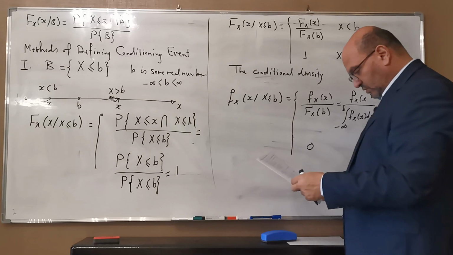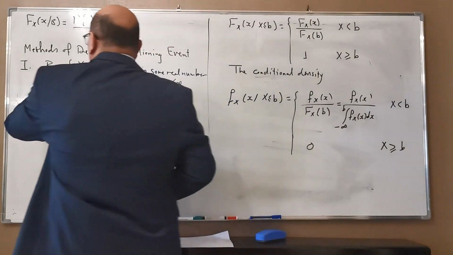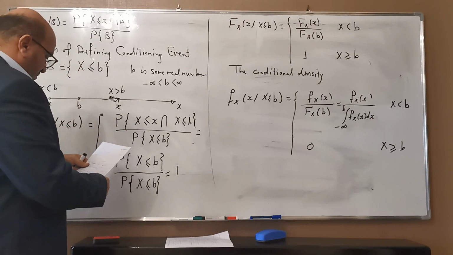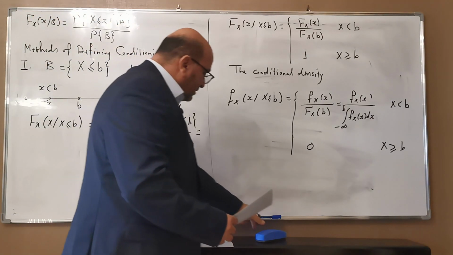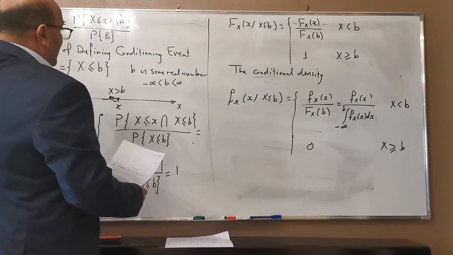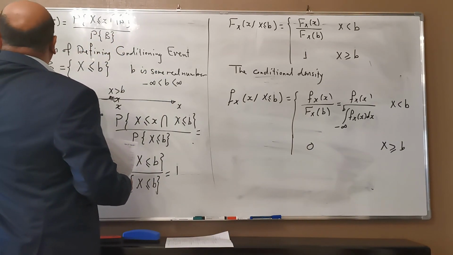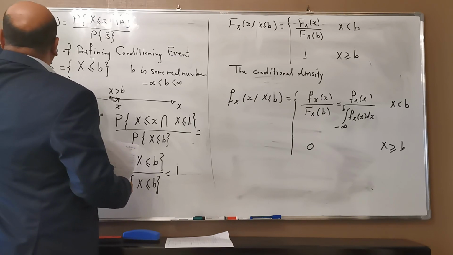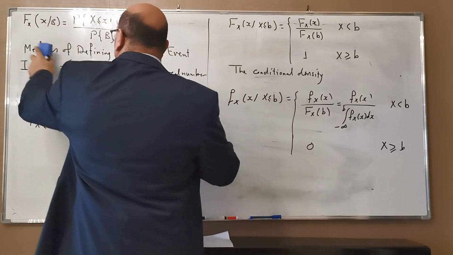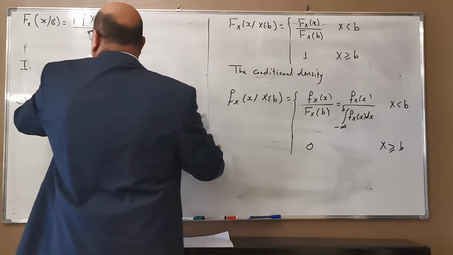So this is if we define the event b to be less than or equal to a certain value of b. Okay, let's define the second method, or the second way, of defining b. I will keep this one. Let's define the event in another way and see what will happen.